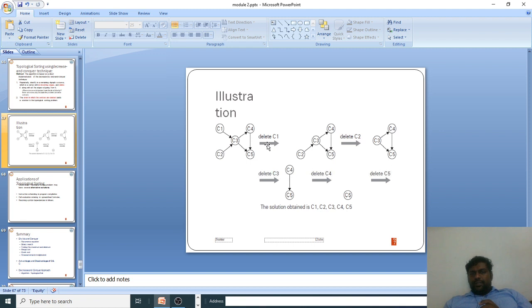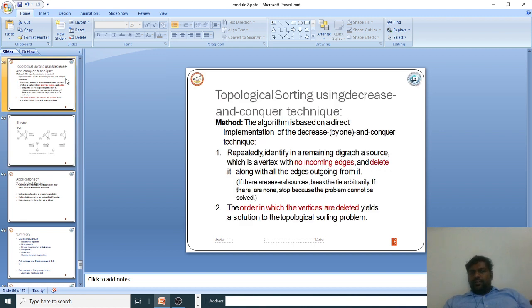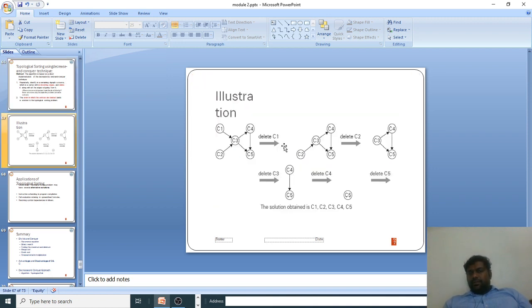Now you're going to delete C1. This is also called the source removal method, using the decrease by one and conquer technique. Delete C1. Now select the node which has no incoming edge, C2. Next, which has no incoming edge, C3. Next, C4, followed by C5. So this is the order. As I told you, one graph can have any number of topological orderings.